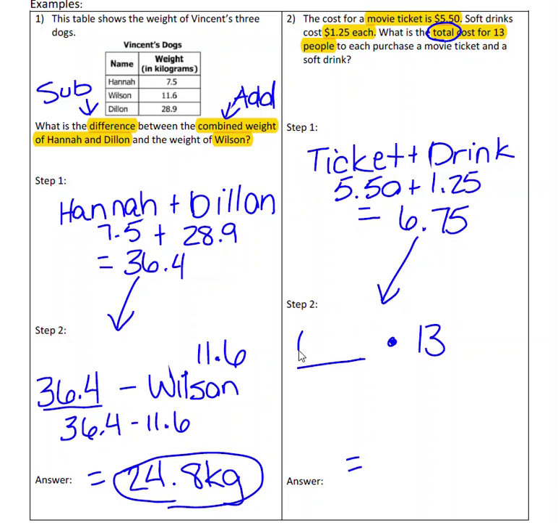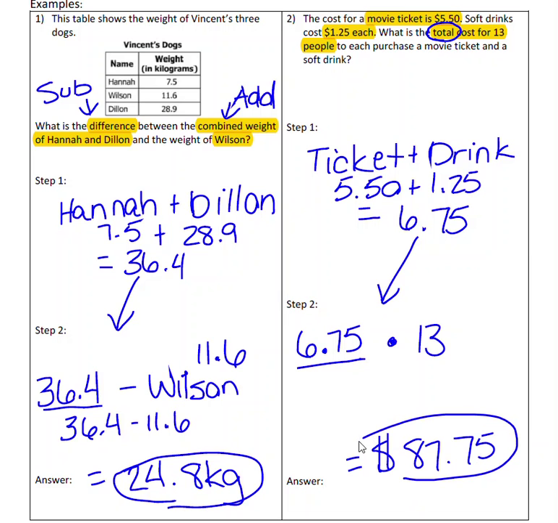I'm going to take that $6.75, plug it in down here in step 2, where I need to figure out how much that cost is for 13 people. So now I'm going to multiply times 13, and I get the final answer of $87.75. Now, that came out perfectly. It came out rounded to the hundredths place like money should be. If it's not to the hundredths place, though, please make sure you round that to the hundredths place.